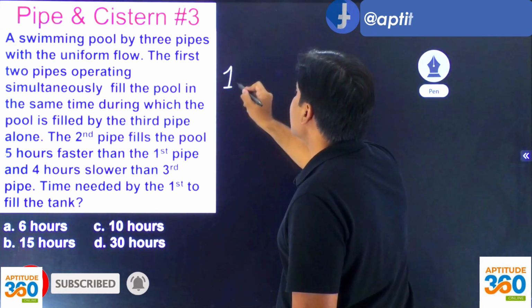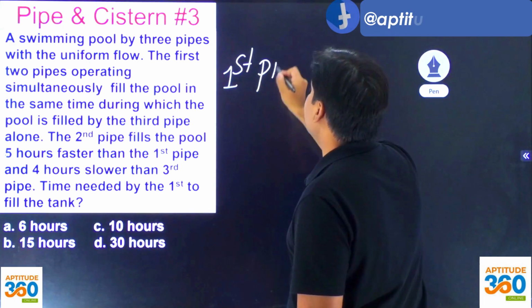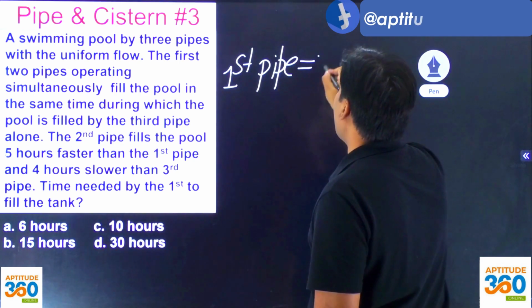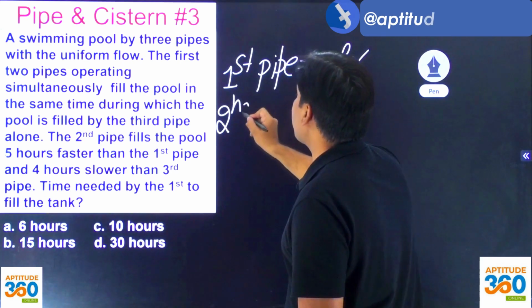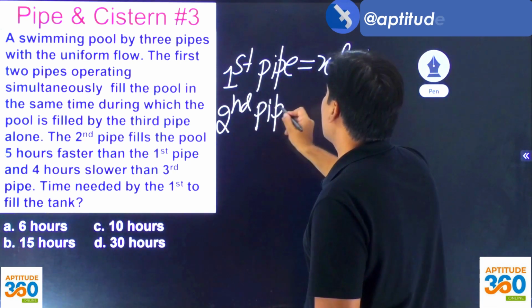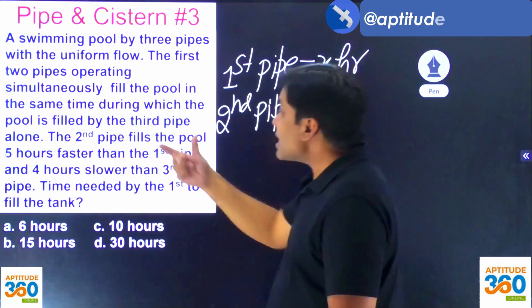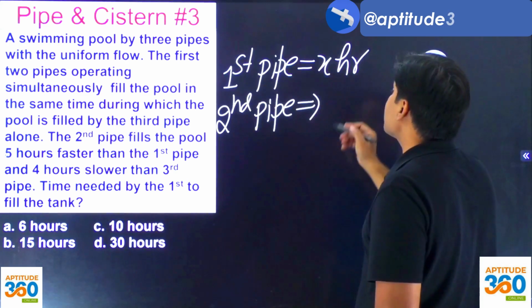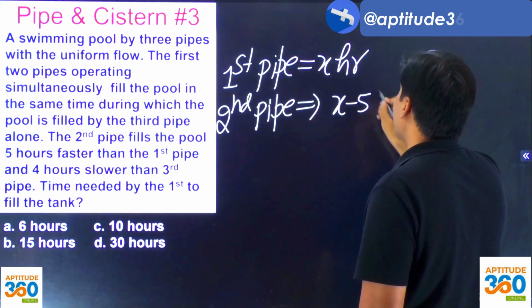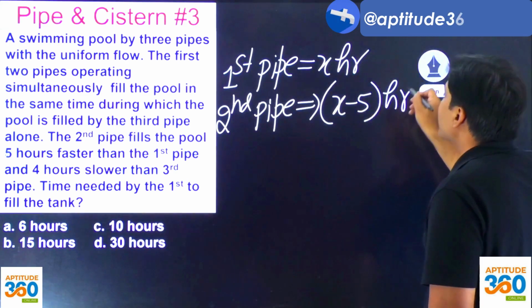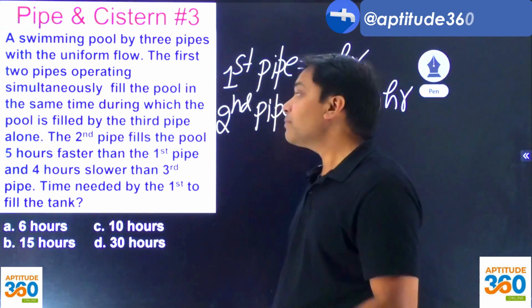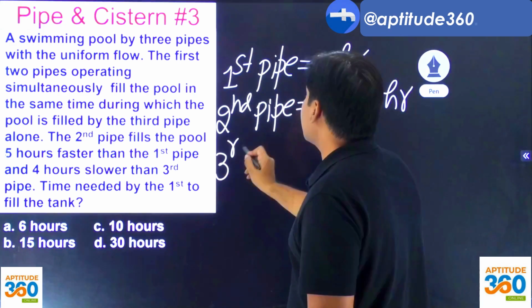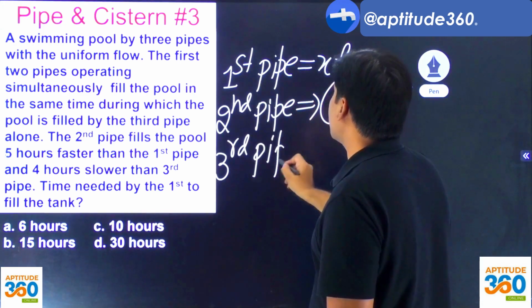So let us assume that the first pipe can fill this entire tank in X hours, right? So in how many hours the second pipe is going to fill? It says that the second pipe is 5 hours faster. अगर 5 hours faster है तो it is going to be taking what? X minus 5 hours. भाई अगर faster है तो उसको जो time लगेगा पहले वाले pipe से वो कम ही लगेगा. So what is going to be the time taken by the third pipe?